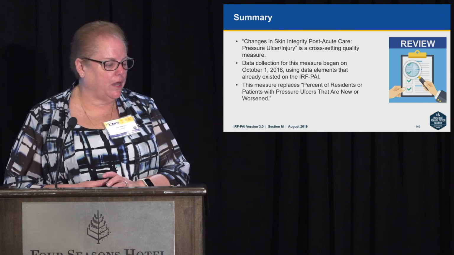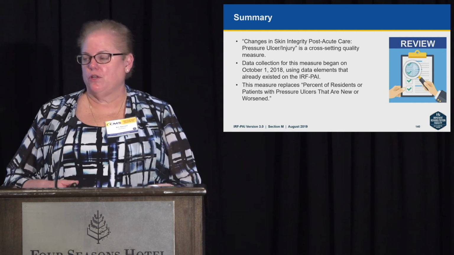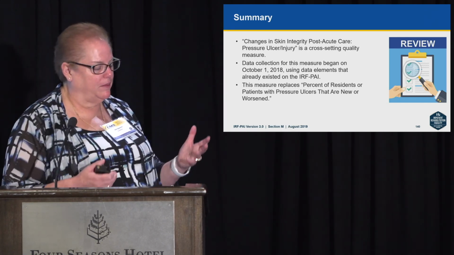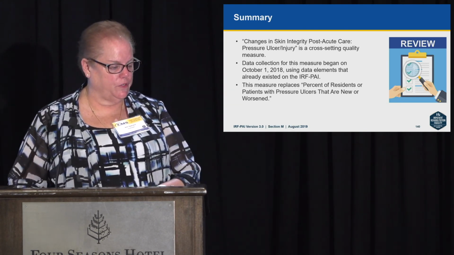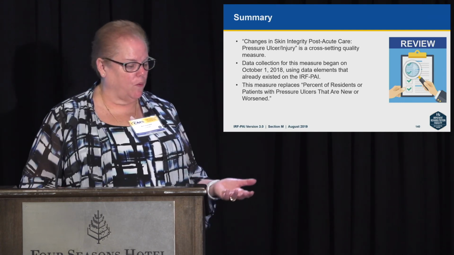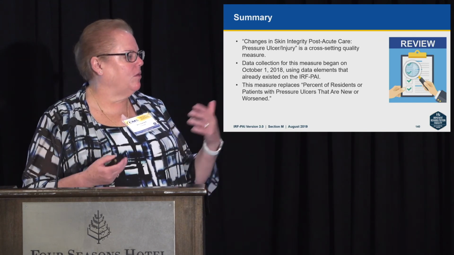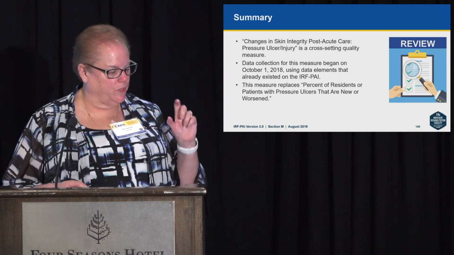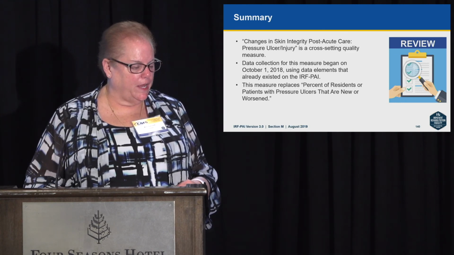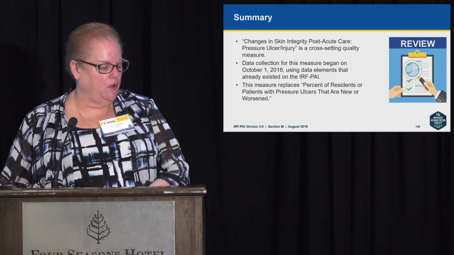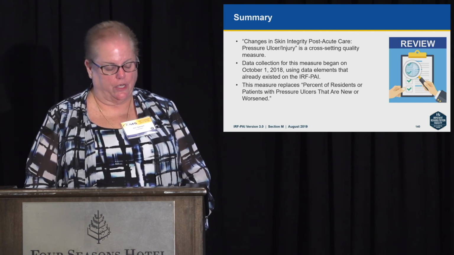So our summary, changes in skin integrity post-acute care. The pressure ulcer injury is a cross-setting quality measure. So we are looking at this in all of the PAC settings, and they're being asked to do the same thing that you're being asked to do. Data collection for this measure began on October 1st, 2018, so this is something you've been doing for a while, yet we are getting lots of questions continually about this. And I think some of this goes back to all those key points that I talked about, which are education points, the subtleties. It uses data elements that already exist in the IRF-PAI, and this measure replaces the percent of residents or patients with pressure ulcers that are new or worsened, because we added and changed some of the assessment items.